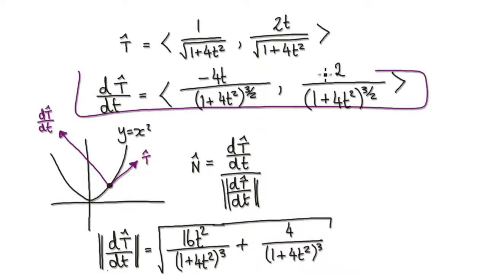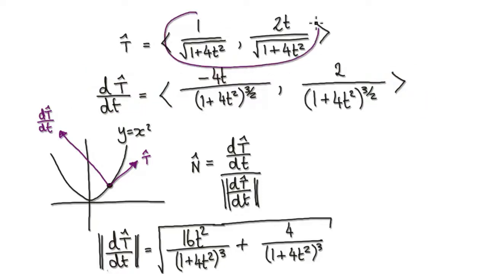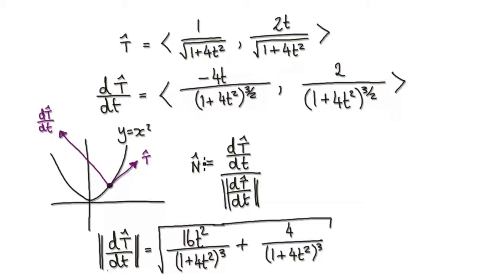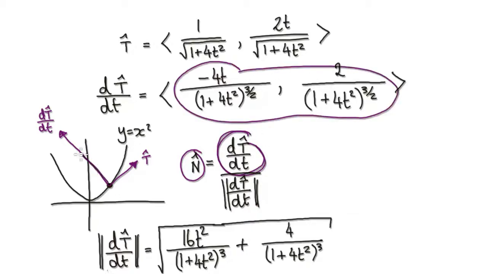Let's start again here. Our unit tangent vector, which is of length 1, is given by this. If you differentiate it, it will give you a new vector, which is this thing here. This new vector might or might not be of length 1, so we need to divide the new vector by its magnitude in order to obtain a length of 1, and obtain the normal vector.